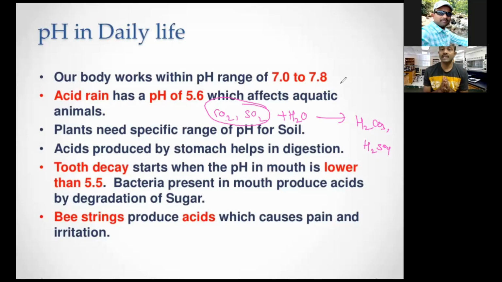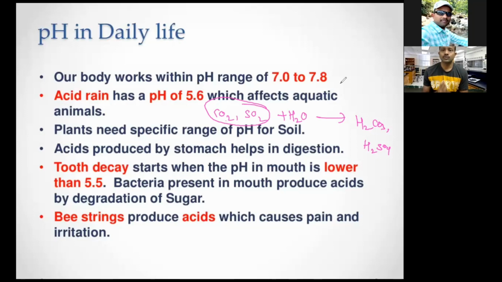Okay, tooth decay, when will it start? When you are not washing your mouth properly after meals, and overnight you are sleeping like that, then what will happen? Some bacteria will develop in your mouth. Whatever bacteria is present in your mouth, when it comes in contact with the food particles, they will combine and release some acidic medium, acid substances. Because of these acids, tooth decay will start, right?